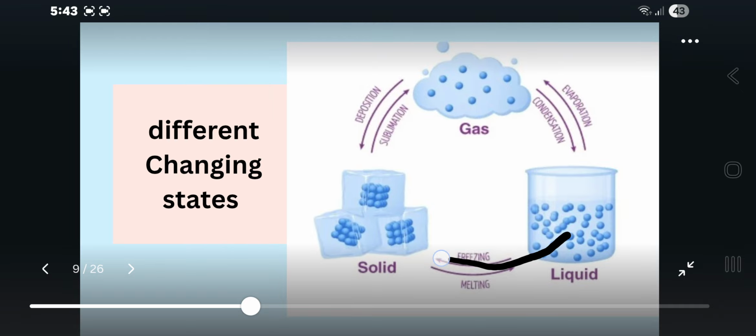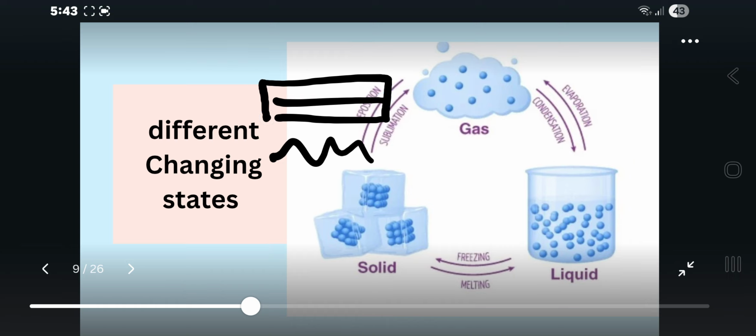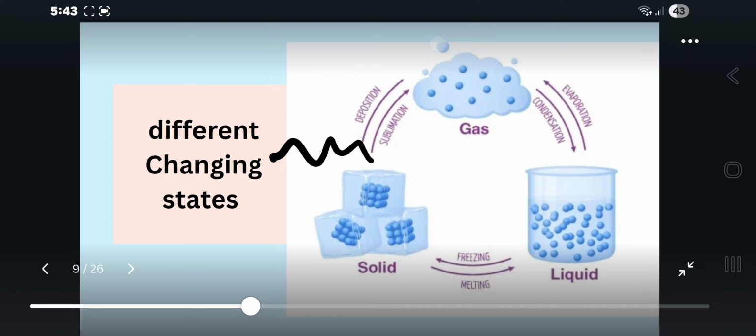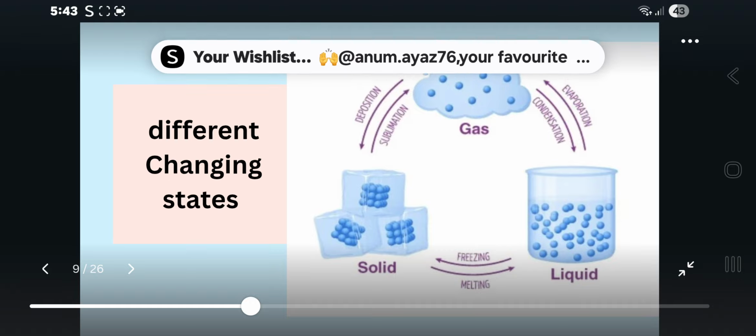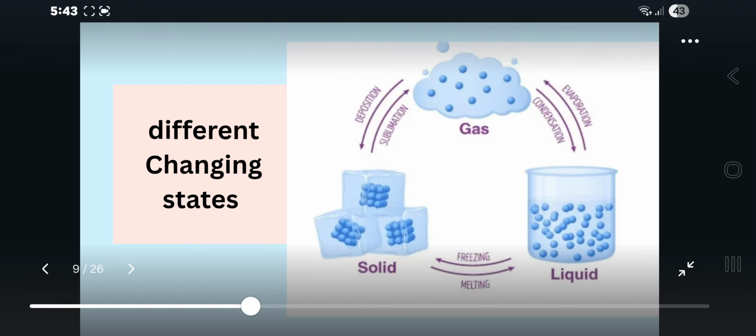And whenever liquid turns to solid, whenever you have some water and you put it in the mold of ice, and put it in the freezer for 24 hours, you will see the result that it forms a solid ice like this. This process is called what? Freezing.